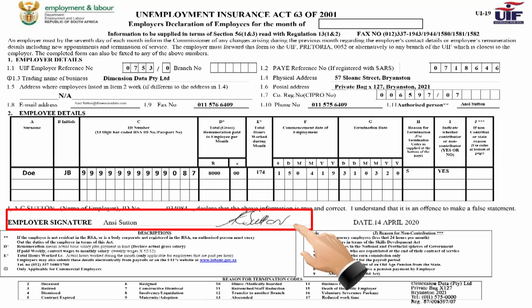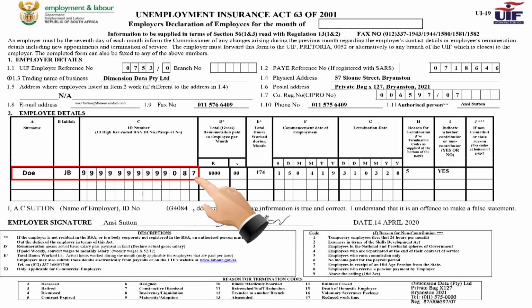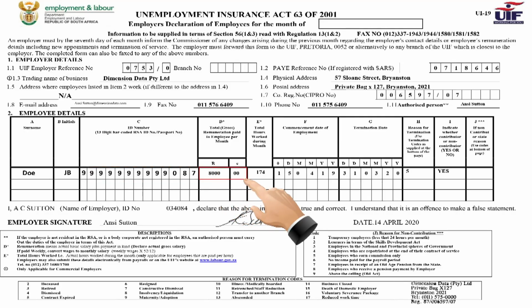Then on the UI-19 you move on to the ID number. As I said, the ID number must be 100% correct. If there's one number missing or one digit short, the whole form comes into question, and that's a red flag, which will delay your claim even further. Then they move on to the amount of money you're earning. It must be in conjunction with what they have on their system. Total hours of work is indicated.